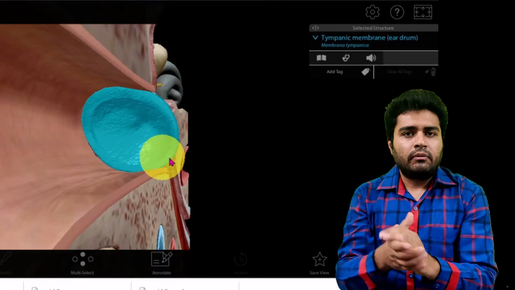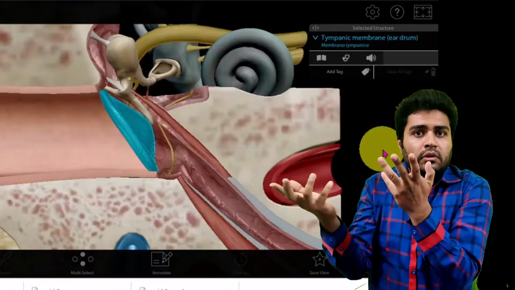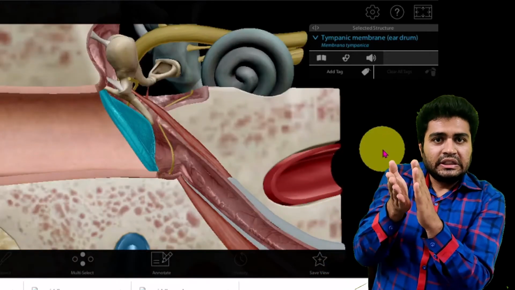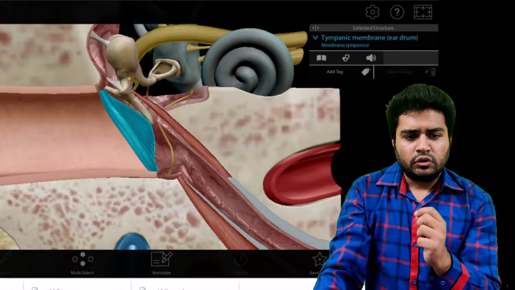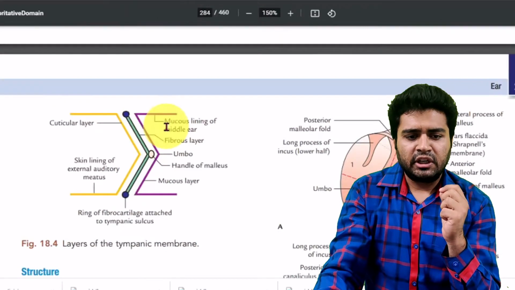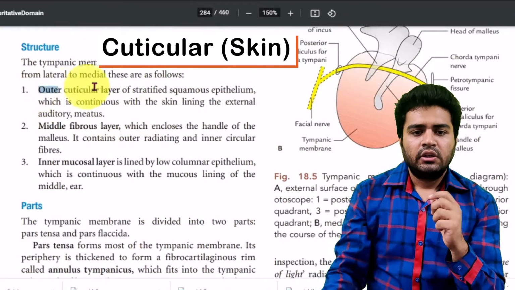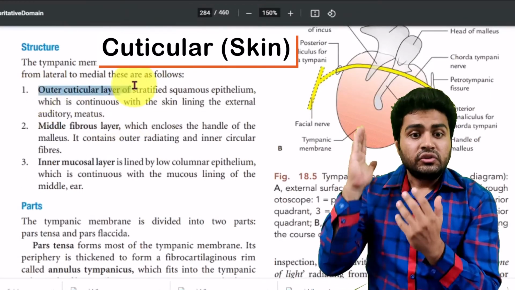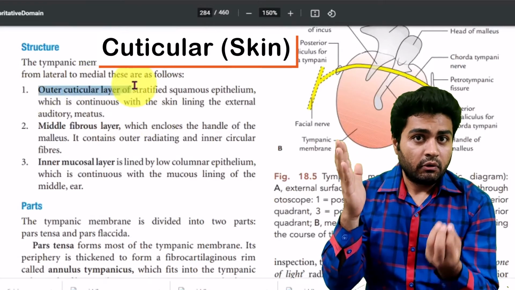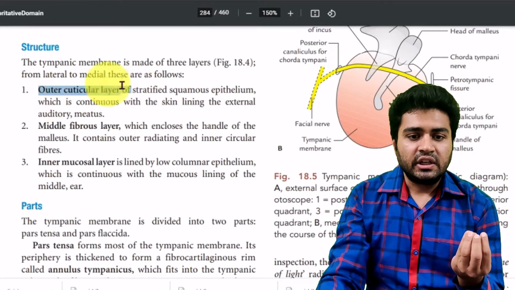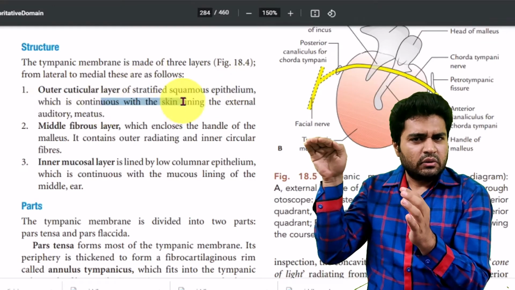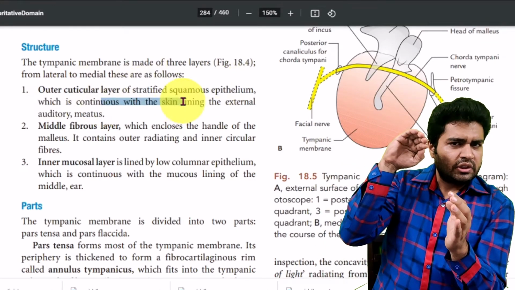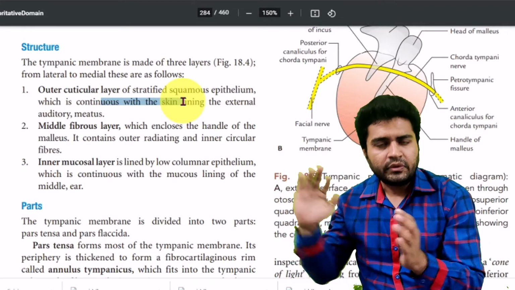Now, how many layers is this tympanic membrane made up of? From outside to inside, it is made up of 3 layers. Remember the 3 layers of the tympanic membrane. The outer layer, known as the cuticular layer, is made up of stratified squamous epithelium, just like the skin. The external acoustic meatus skin continues onto the outside of the tympanic membrane.